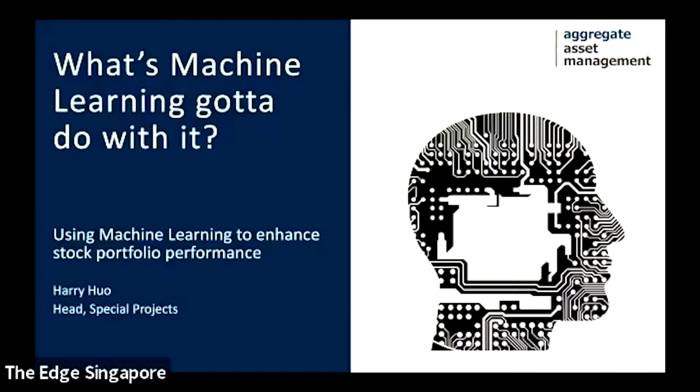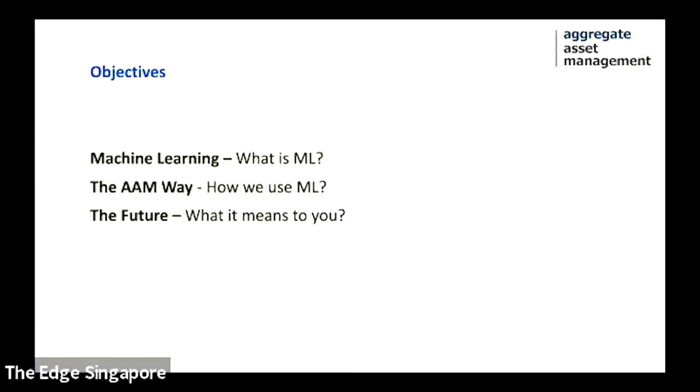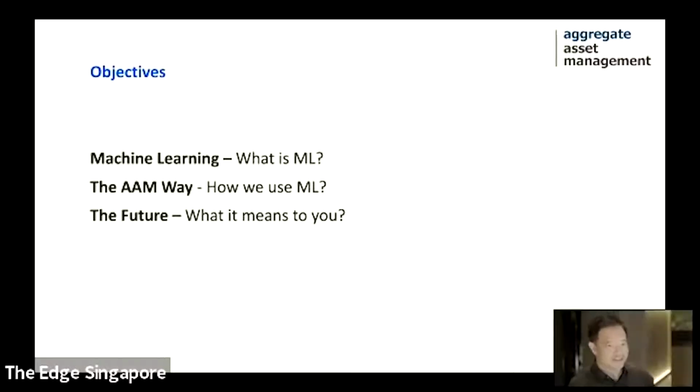So without further ado, let's dive in. The objective today is very simple. Three things, right? We have 5 fingers, but I can remember 3 things. Number 1 is, what is machine learning?